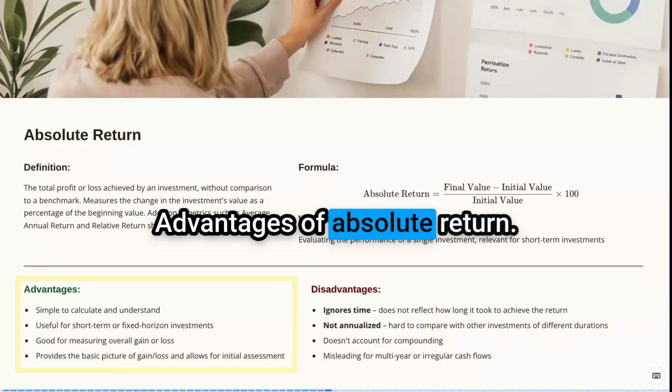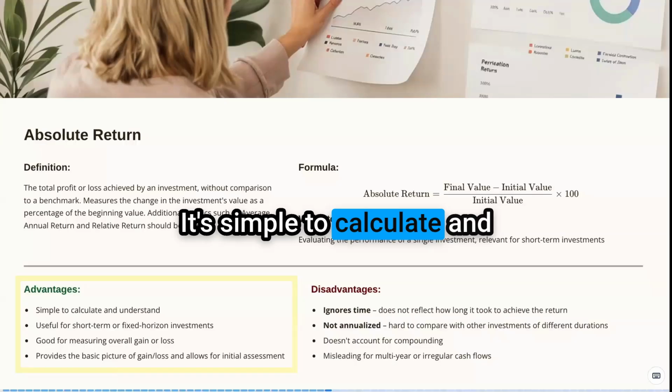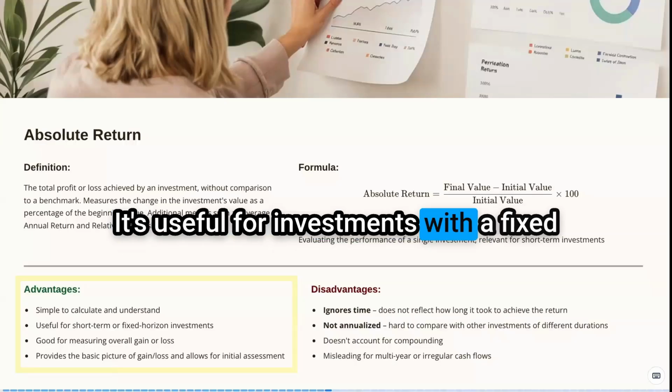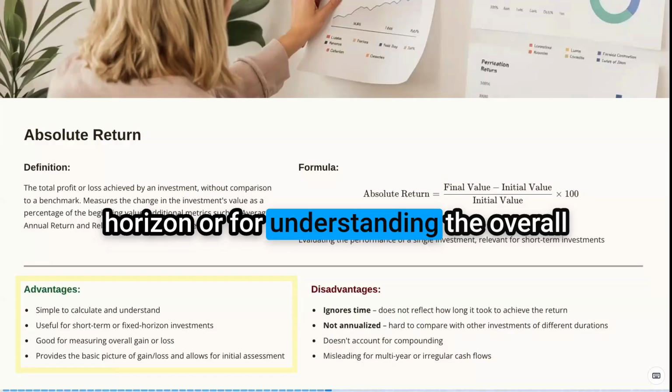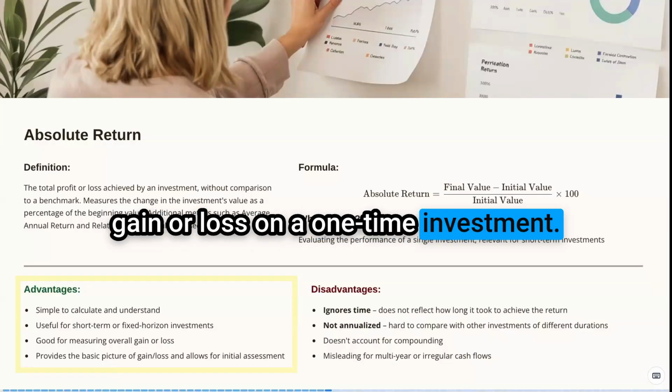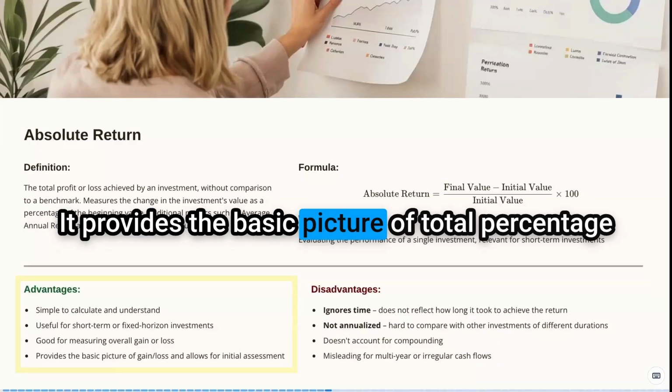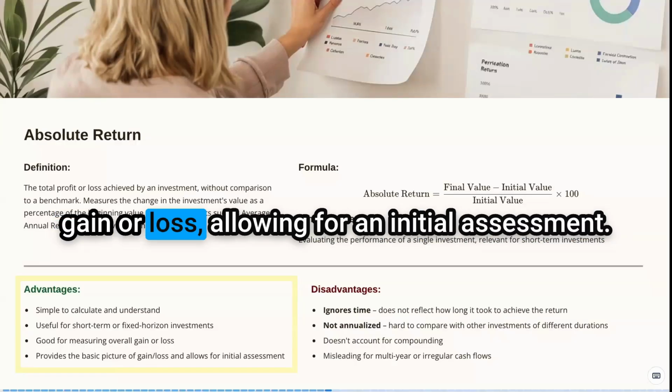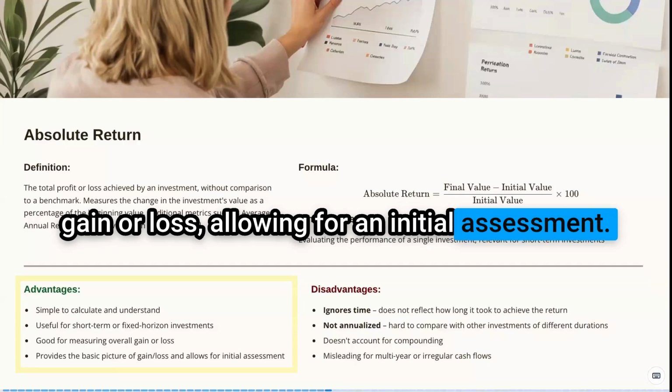Advantages of absolute return. It's simple to calculate and very easy to understand. It's useful for investments with a fixed horizon or for understanding the overall gain or loss on a one-time investment. It provides the basic picture of total percentage gain or loss, allowing for an initial assessment.